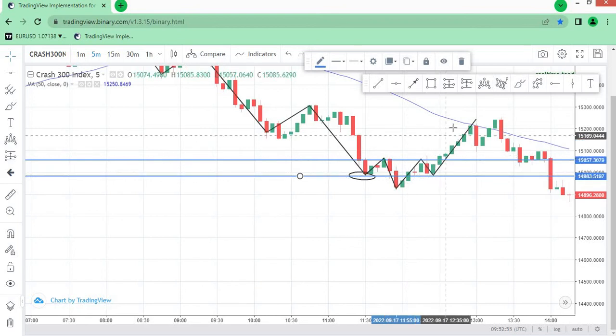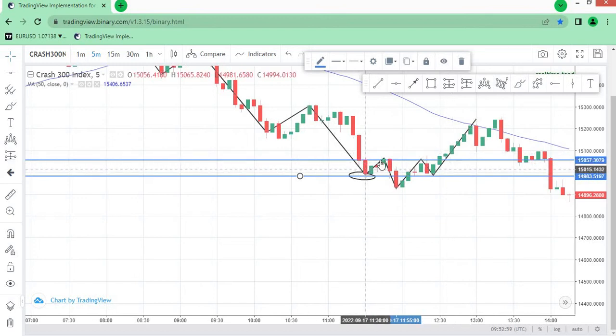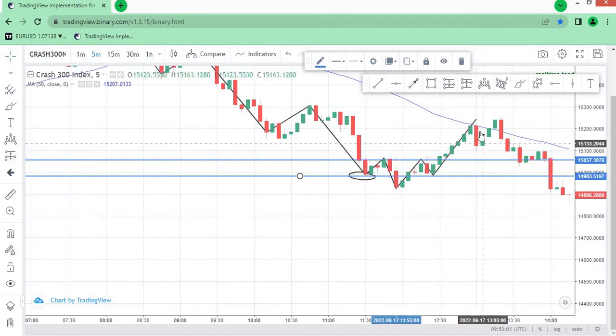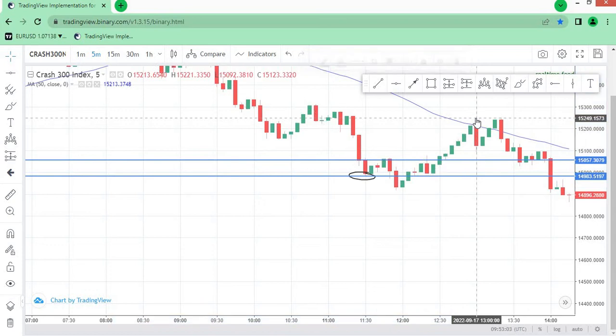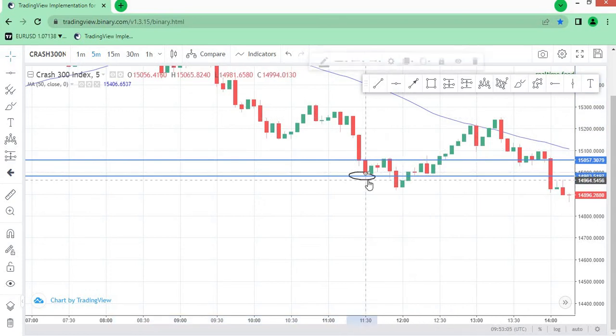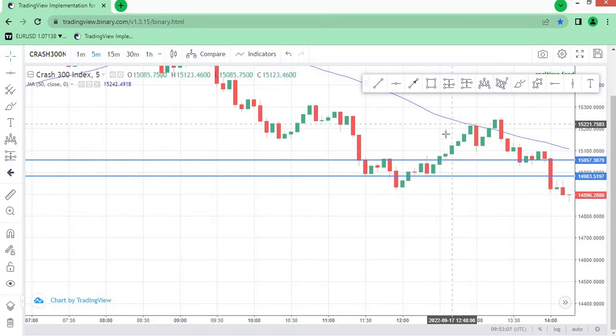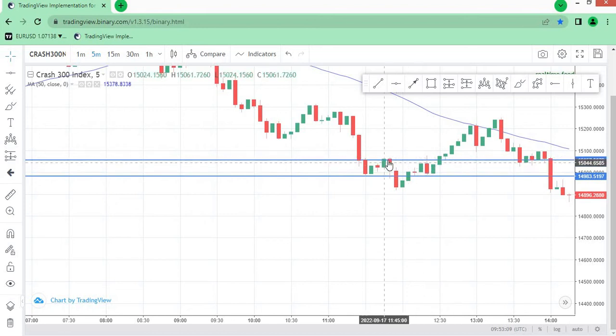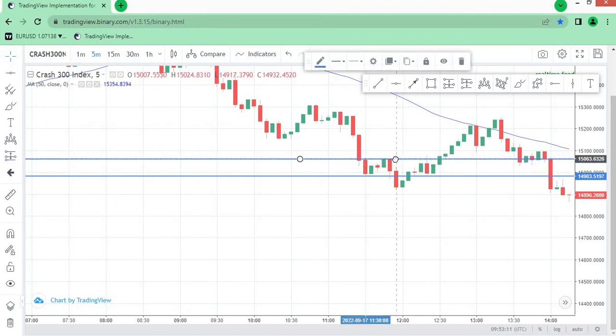Now immediately you see a candle, let me delete all this, guys. Let me delete this. Now immediately you see a candle breaking this neckline here, breaking this line here.